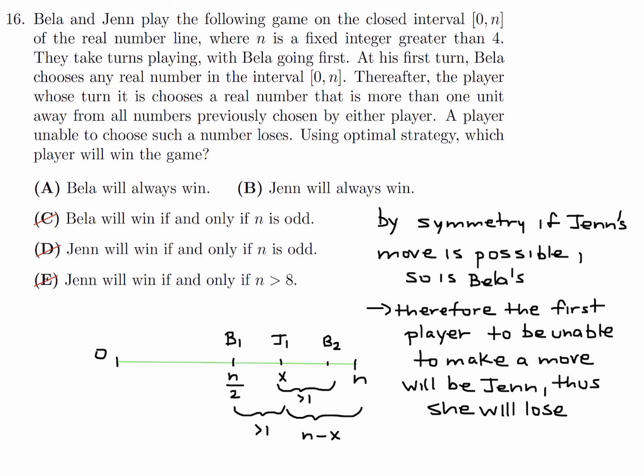And thus she will lose. So basically, Jen will always be the first person to run out of a number to choose, since if Jen's move is possible, then the very next move is Bella's, and that is also possible by symmetry. So therefore Jen will always lose, Bella will always win, and therefore the answer is A.